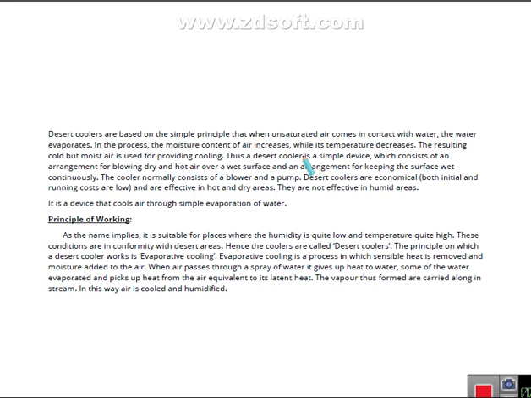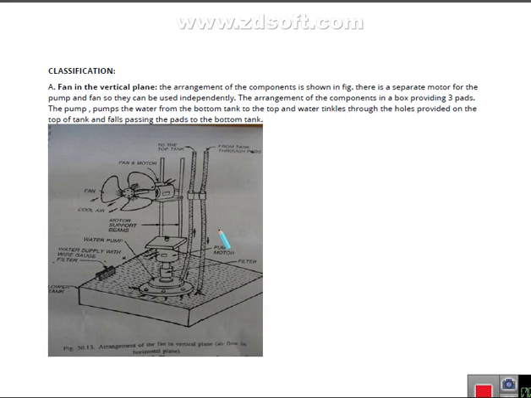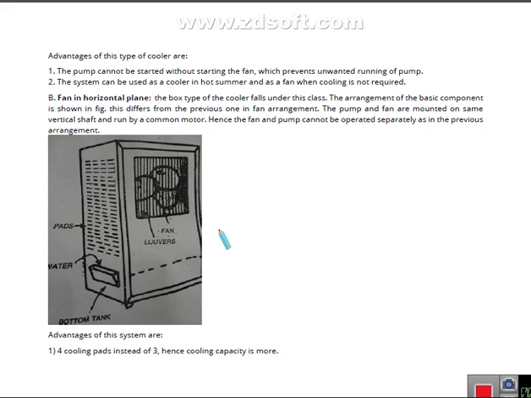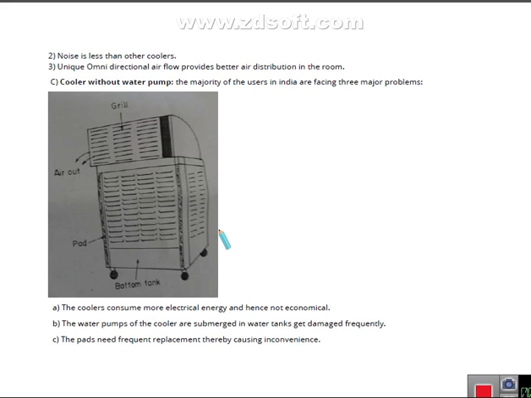So desert coolers are simple devices which consist of an arrangement for blowing dry and hot air over a wet surface, and an arrangement for keeping the surface wet continuously. These coolers consist of a water pump as discussed. The principle of working is similar when we talk about the classifications. Depending upon the arrangement, these types of coolers are classified as vertical plane, horizontal plane, and coolers without water pump.